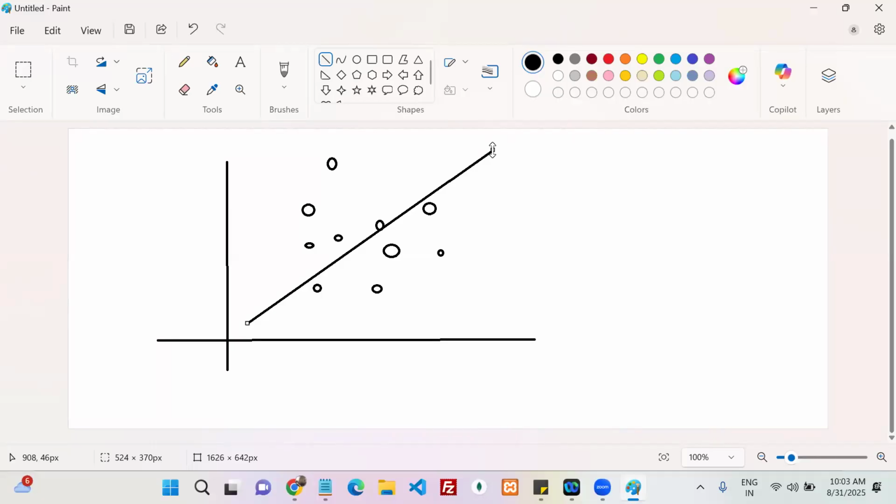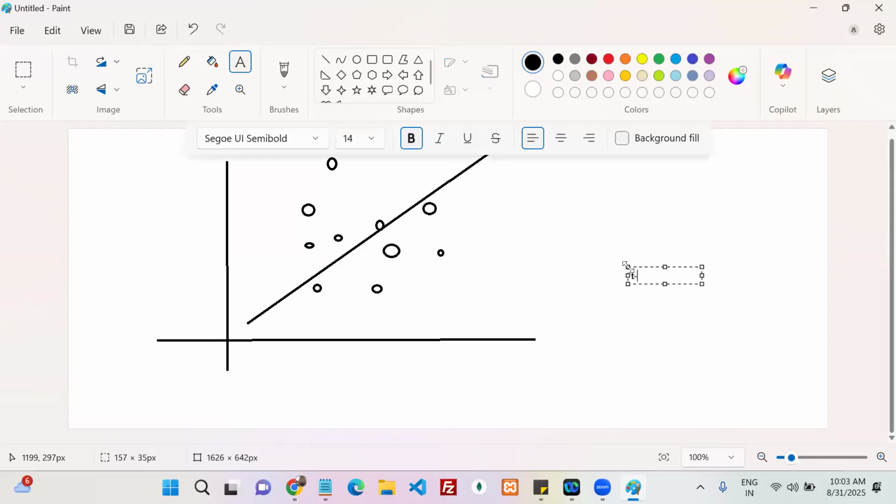How can we draw this line programmatically? Using mathematics, I can say, we have one formula, y equals mx plus c. Did you hear about that? Yes or no? Yes, sir. y = mx + c. By using this one, we can draw the line or not.